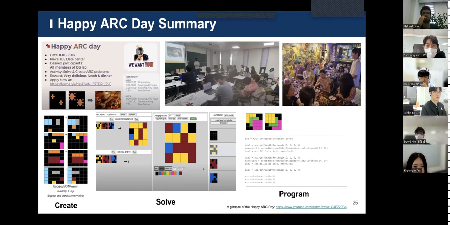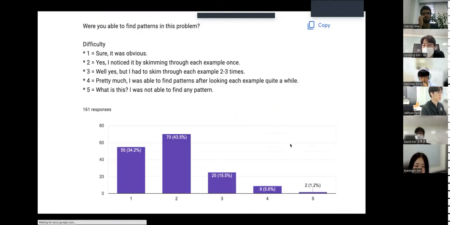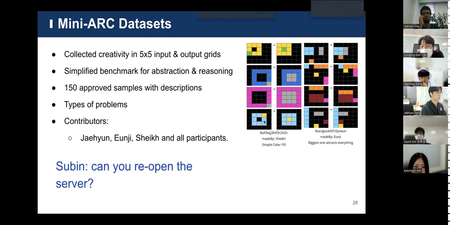So this is a mini arc data set. There are 2 examples that our members submitted while doing this event. The first one is simple color fill. So you can see some objects here, and you have to fill the middle of the objects by finding that there are some other colors inside.